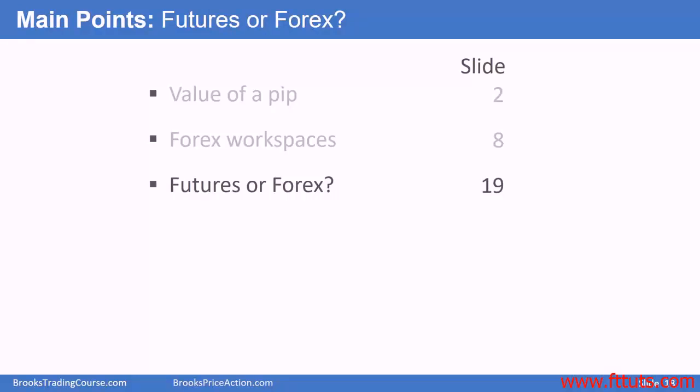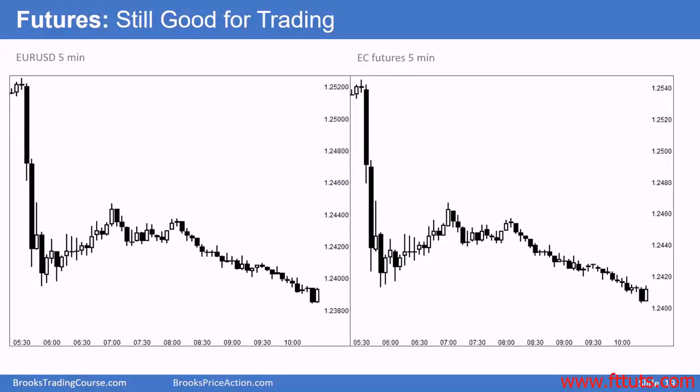For years, traders wanting to trade currencies did so in the futures market. But now most trading takes place in the Forex market. On the left, I have the euro versus the dollar 5-minute chart. On the right, I have the euro futures contract. You can see they're virtually identical. Because they're identical, you can trade the futures market or you can trade the euro versus the dollar Forex market. The advantage of the Forex market, one of the big advantages, is that you can trade tiny positions. You can trade with very small accounts.